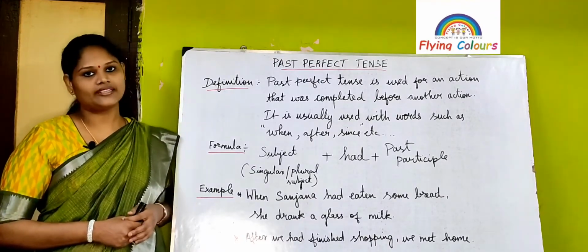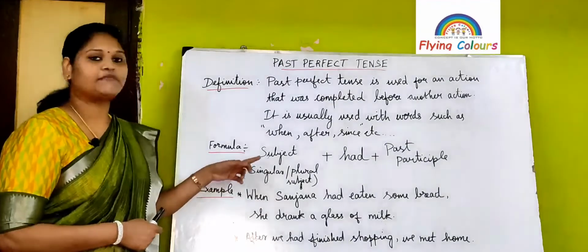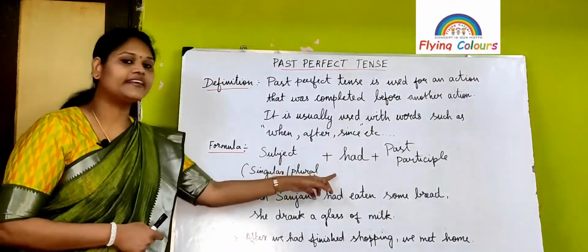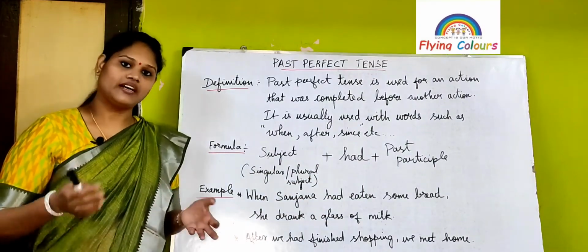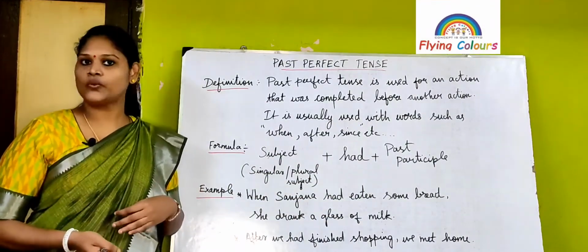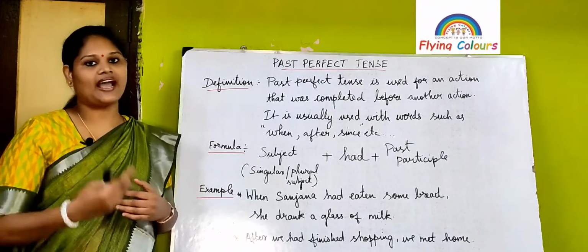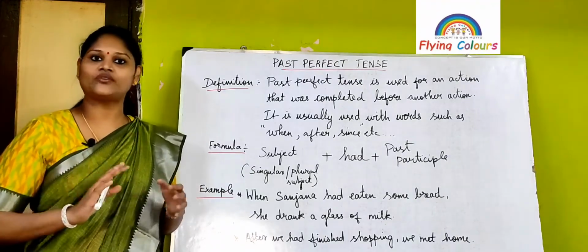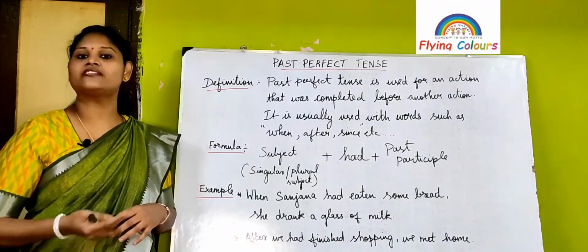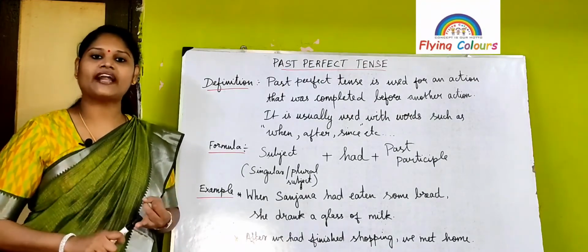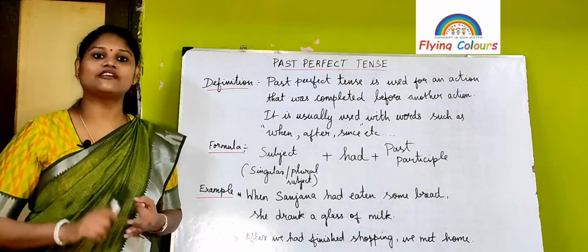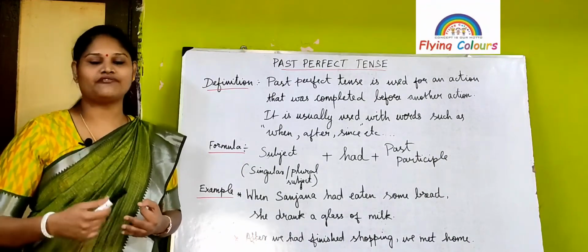The formula for past perfect tense is subject plus had plus past participle. The subject may be a singular subject or a plural subject, plus had. For both you can use had in past perfect tense, right? Very easy. Subject plus had plus past participle. This is the formula for past perfect tense, right?